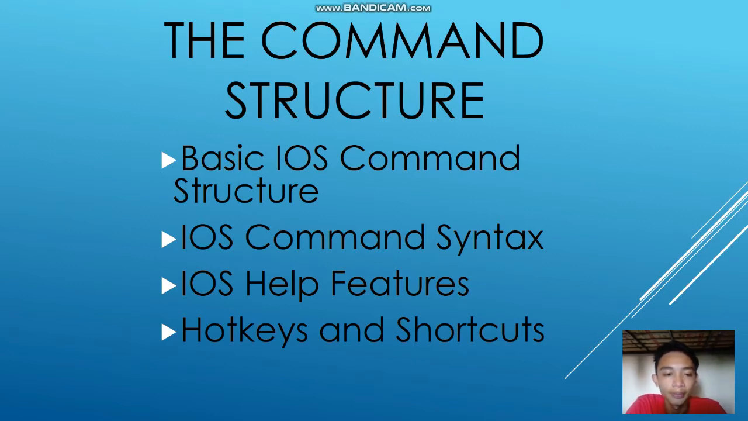Hotkeys and shortcuts. The iOS CLI provides hotkeys and shortcuts to make configuring, monitoring, and troubleshooting easier, as shown in the figure. Commands and keywords can be shortened to the minimum number of characters that identify a unique selection. For example, the configure command can be shortened to conf because configure is the only command that begins with conf. An even shorter version, con, will not work because more than one command begins with con. Keywords can also be shortened.